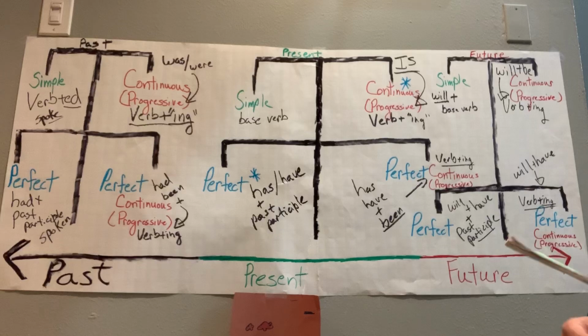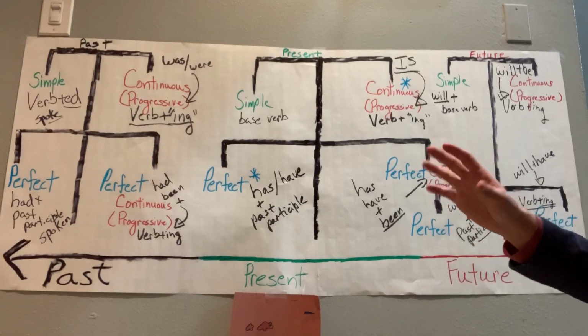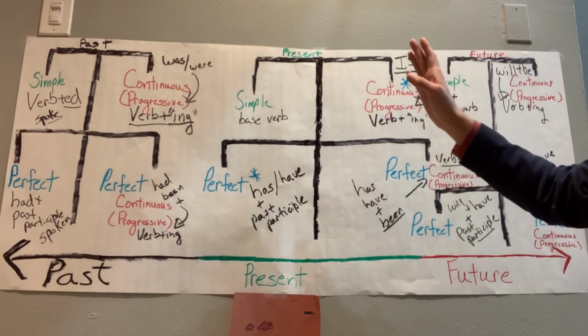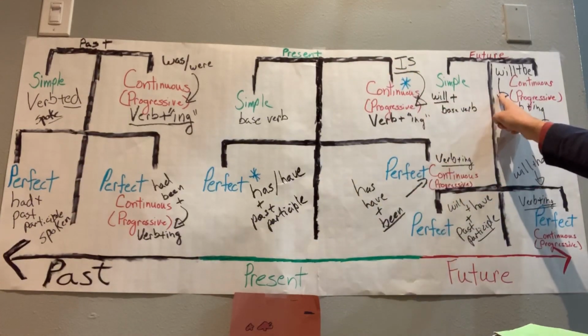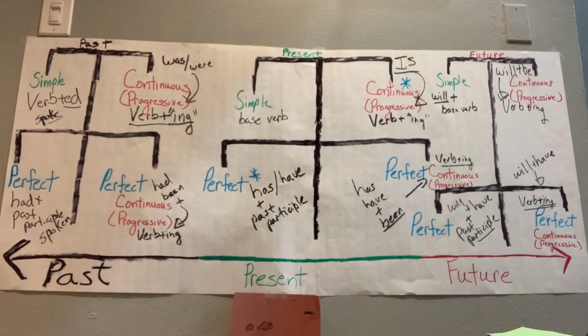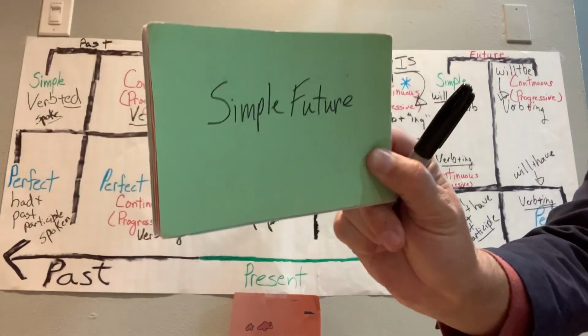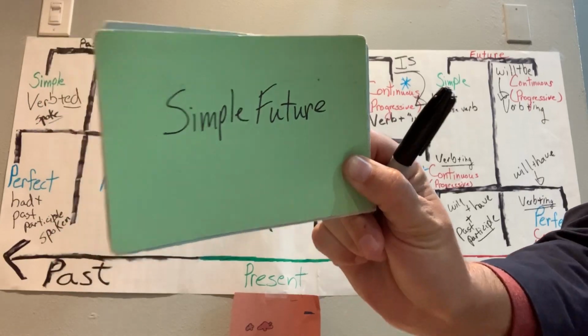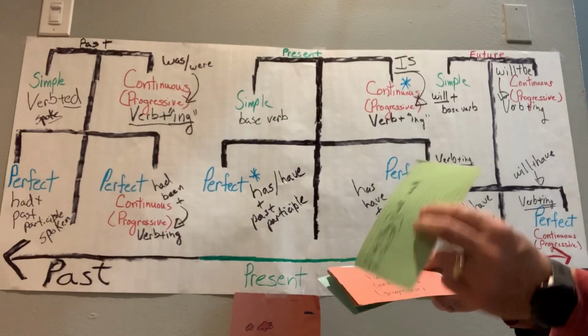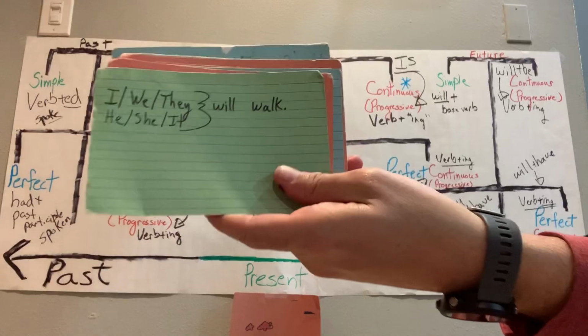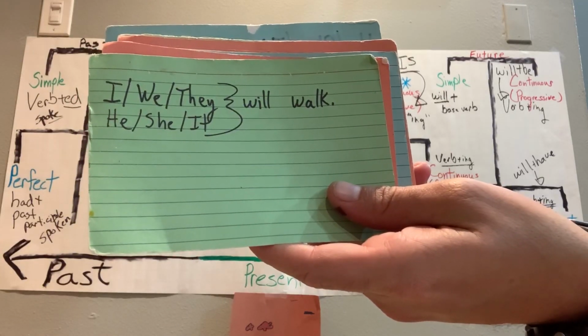I just wanted to show this chart because for a few reasons it's really helpful. One, you can see everything in the past, present, and future. The other thing is it's a great chart you can make in your own home, and you can do an activity to test yourself and see if you understand all these tenses pretty well. For example, you can use 3x5 index cards, and you can write an example of each tense on one side.